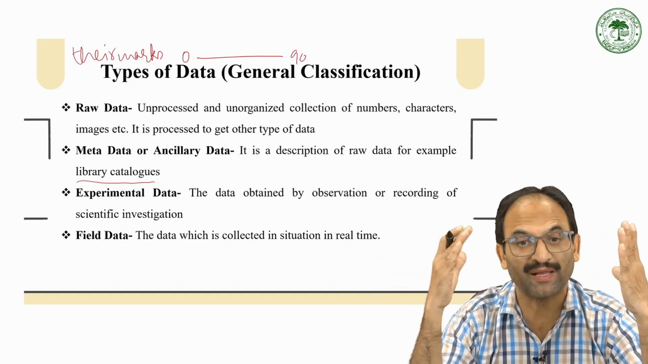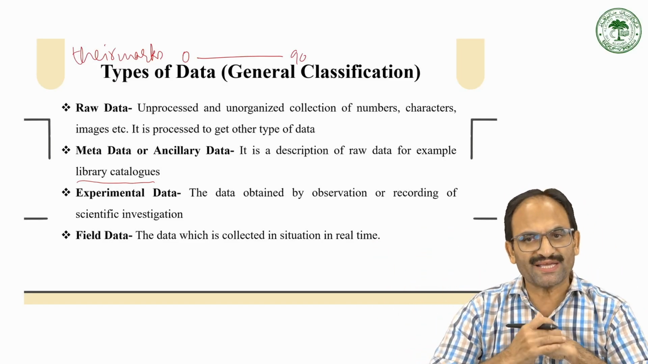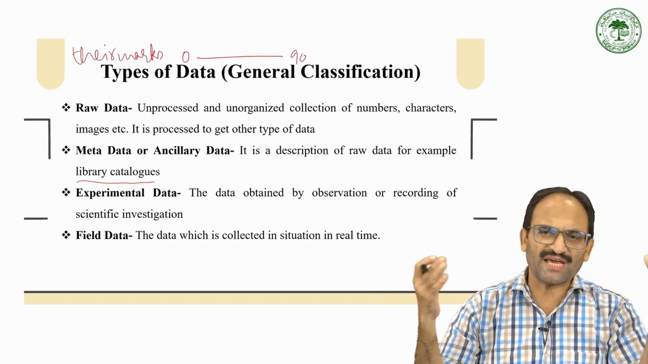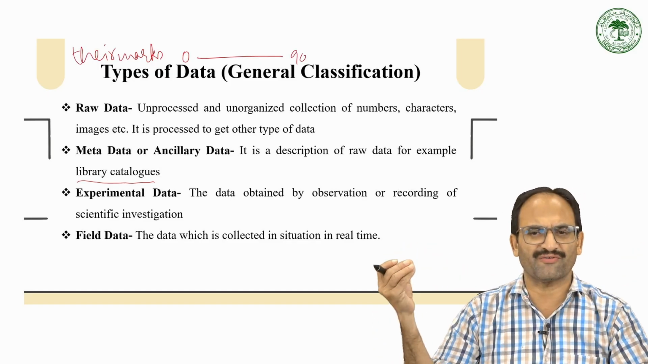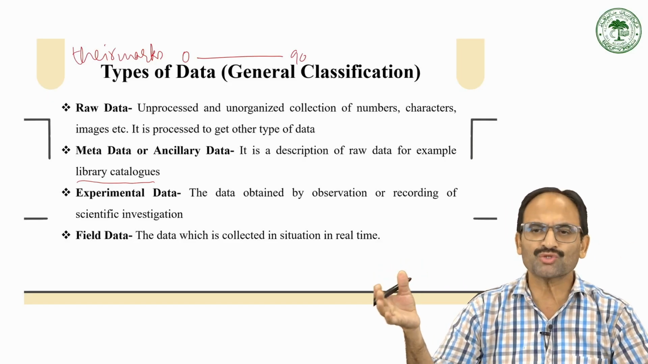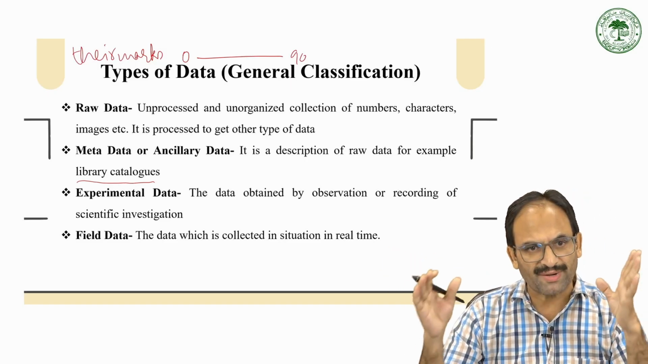Then comes experimental data. So what is experimental data? The data which is obtained by observation or recording of scientific investigation. We are engaged in so many scientific investigations and scientific experiments. So whatever data we get at that time comes under the category of experimental data.